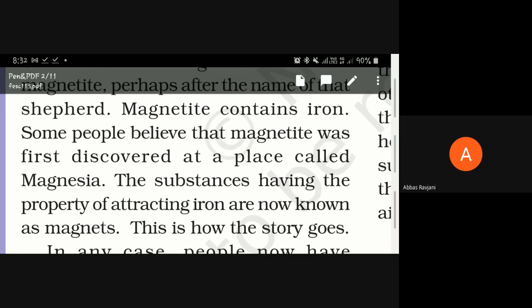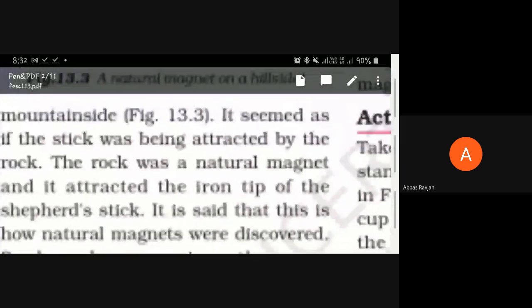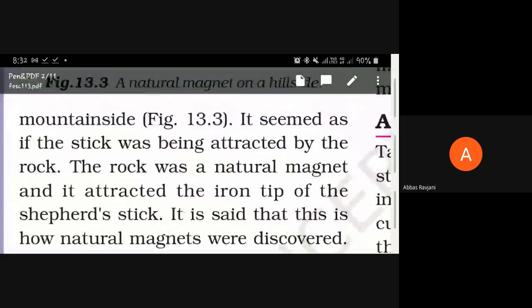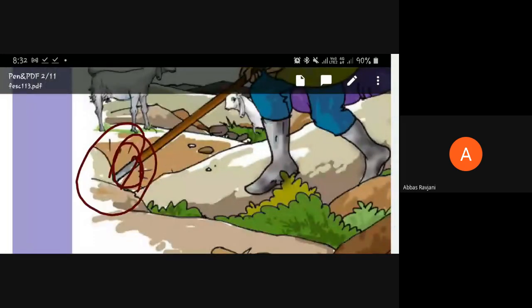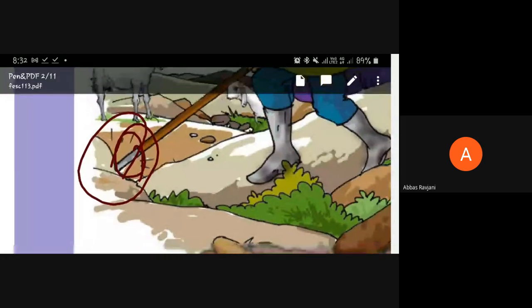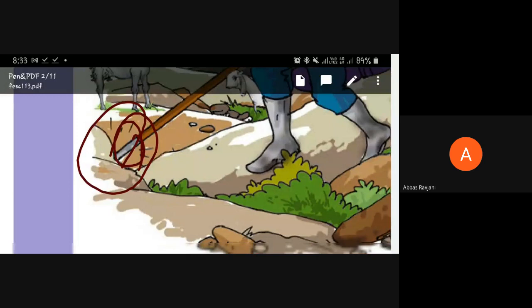Okay, so what happened? He was finding it hard to take the stick out from the rock. Now, why? Because the rock was a natural magnet and it had attracted the iron tip of the shepherd's stick. See, here the iron stick has been attracted. This is why the shepherd was finding it hard to take it out. It seems that it was affected.